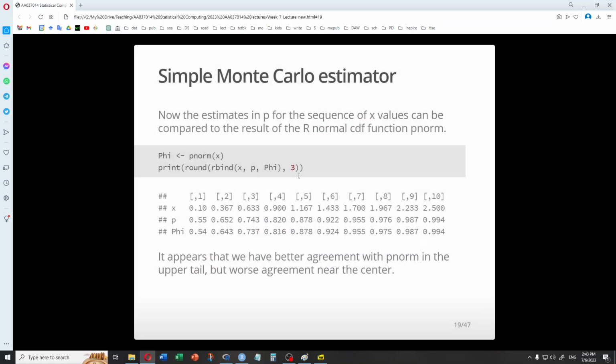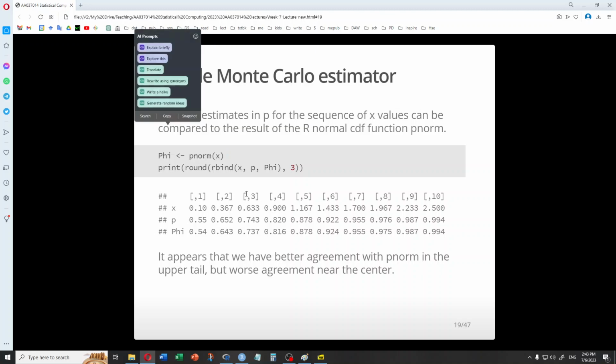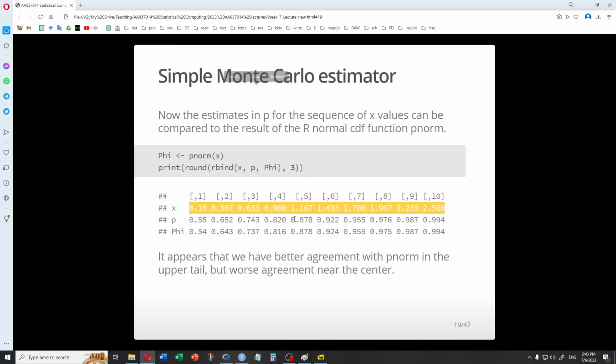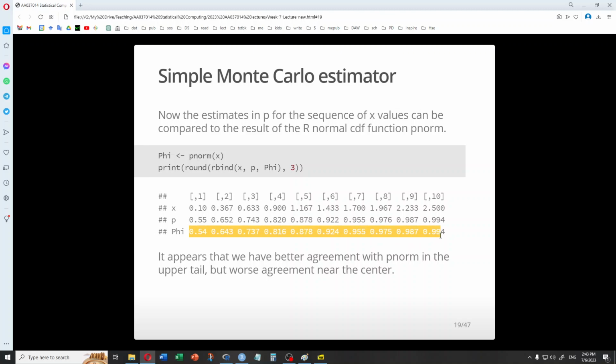Now let's look at the results here, and again we want to compare this with the results of the normal CDF function pnorm. So we have phi, where phi is given by pnorm of X. The pnorm is evaluated at each different value of X. Let's look at the pnorm first. This is the result from pnorm. It is expected that when X is equal to 0.1, the probability will be 0.54. And then the probability is going to be higher when X is equal to 2.5.